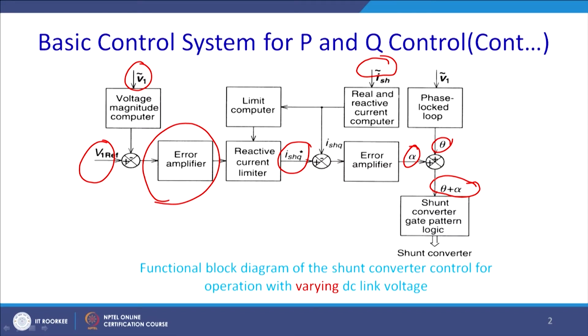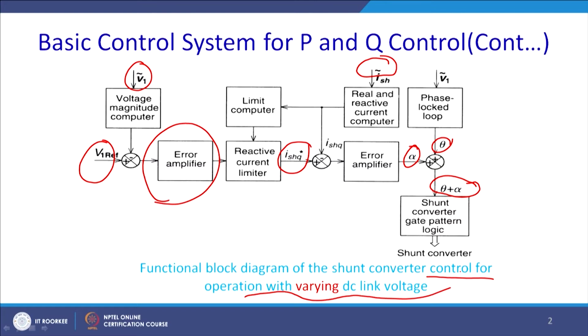gate signals of the shunt converter, with the desired theta coming from the phase lock loop. So, in that way we will maintain the voltage sag compensation. So, this is a functional block of the shunt converter control for operating with varying DC link voltage. There we are not maintaining the fixed DC link voltage as discussed in the previous class. So, here you have to sense, and from the sag we will be maintaining the DC link voltage.